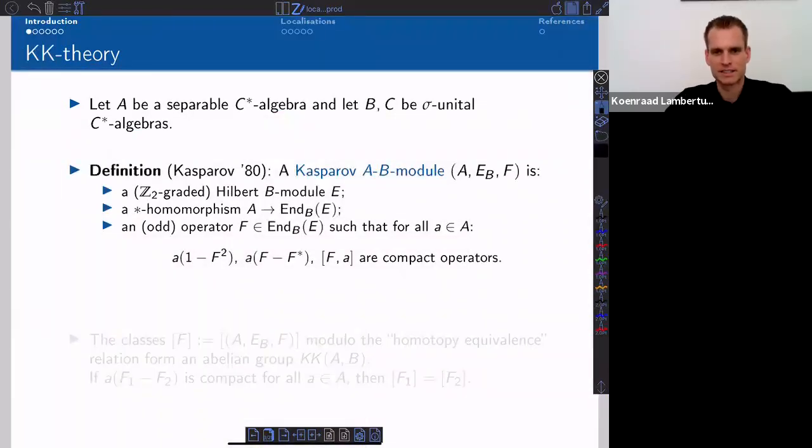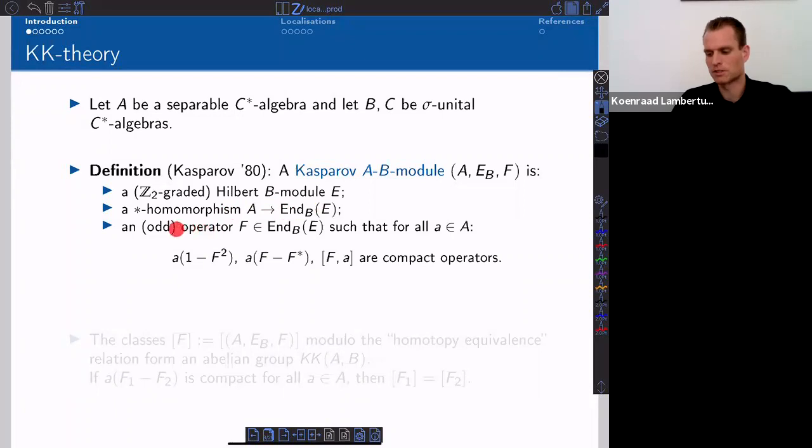Then I consider a Kasparov A-B module. This consists of a Hilbert module, which is a generalization of a Hilbert space where you replace the scalars by some C-star algebra B. We consider a star homomorphism from the first C-star algebra A into the adjointable operators on E. For a Hilbert space, all bounded operators are adjointable. For a Hilbert module, this is an additional assumption that we need to impose.